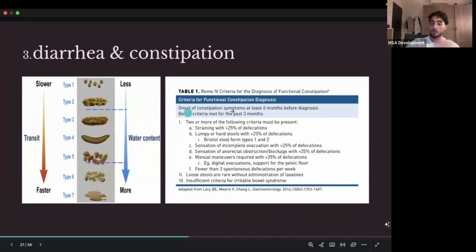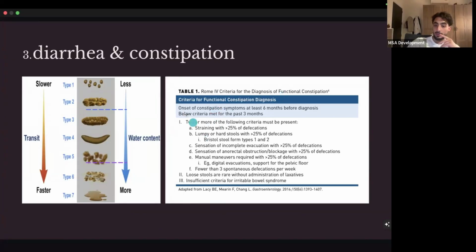Okay. Again, this is the Rome 4 criteria for chronic constipation. So two or more of these criteria must be present. Straining with greater than 25% of defecations, lumpy or hard stools, and you'll use the Bristol stool chart to determine what exactly classifies as lumpy or hard stools. A sensation of incomplete evacuation, anorectal obstruction, manual maneuvers required, fewer than 3 spontaneous defecations per week. Okay, and if there's insufficient criteria for irritable bowel syndrome.